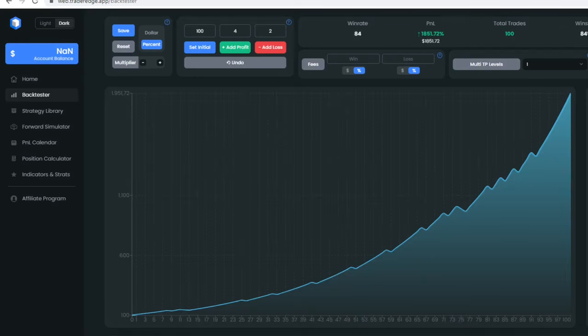We have managed to get a total of 100 trades. From the 100 trades, we had 84 wins and only 16 losses. We have an average profit of 4% and an average loss of 2%. The maximum consecutive wins were 12 wins in a row, and we only had 2 consecutive losses in a row. So in my opinion, this strategy is the best strategy that I've ever seen in my life.